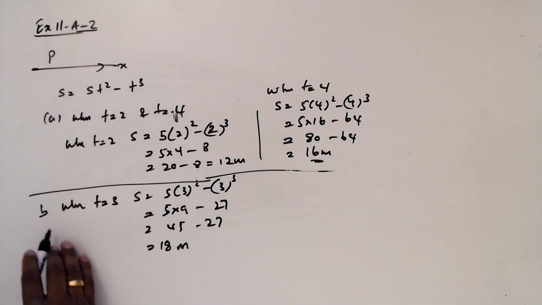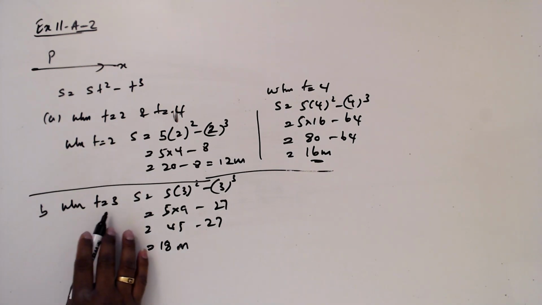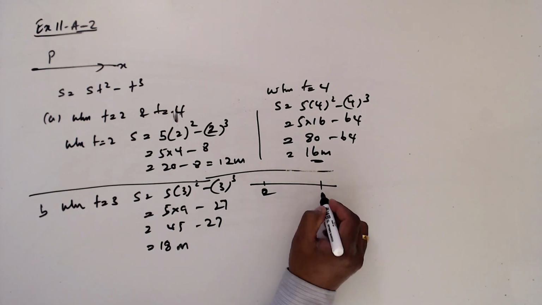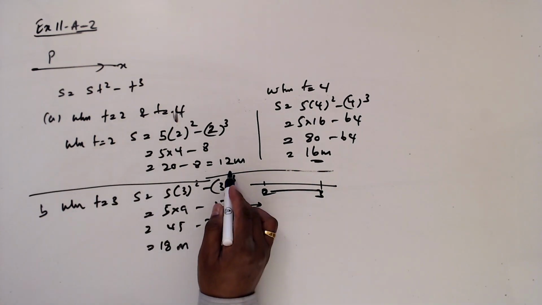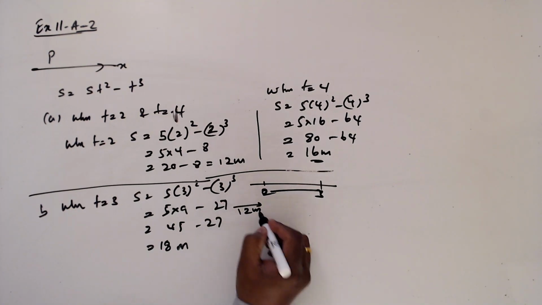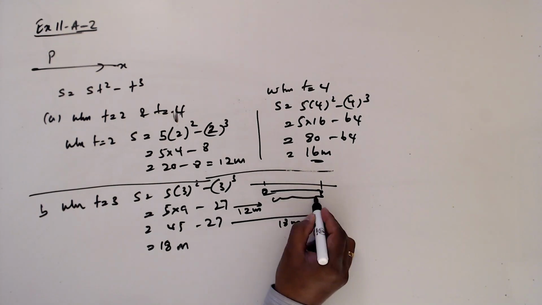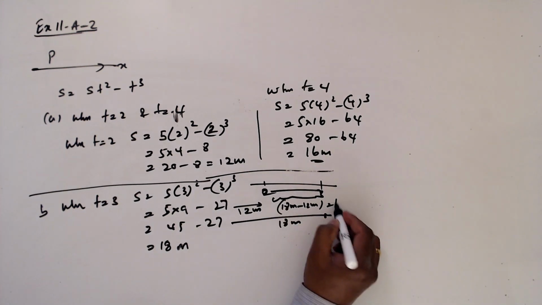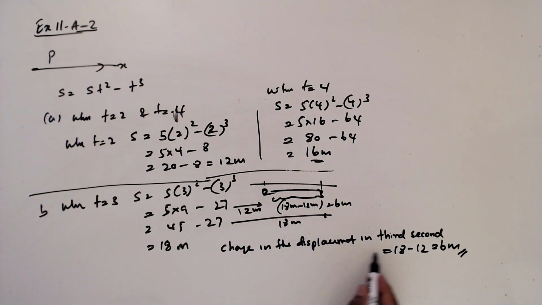Part B is the change in the displacement in the third second. So we want to find 2 to 3 seconds. Up to 2, the total is 12 meters. Up to 3, that is 18 meters. So this is 18 meters minus 12, so it is 6 meters.